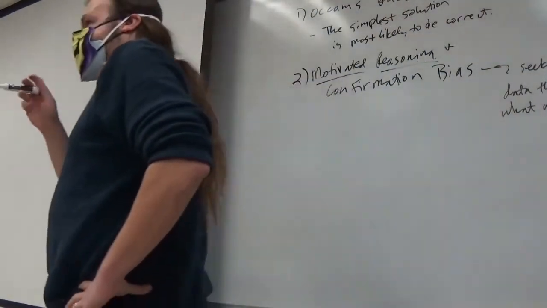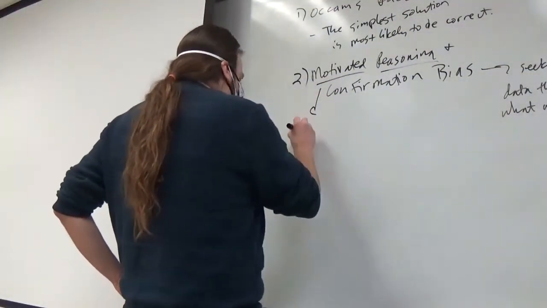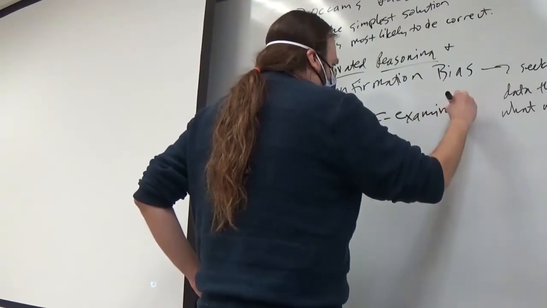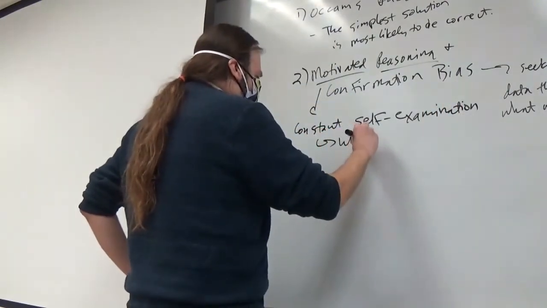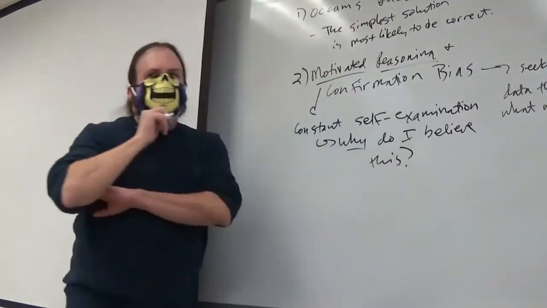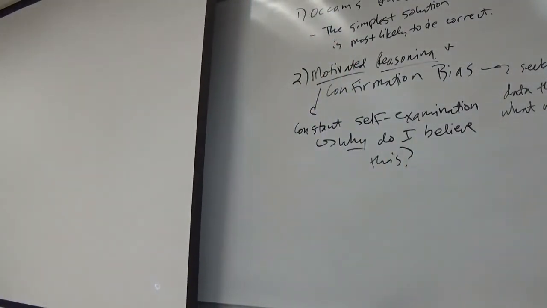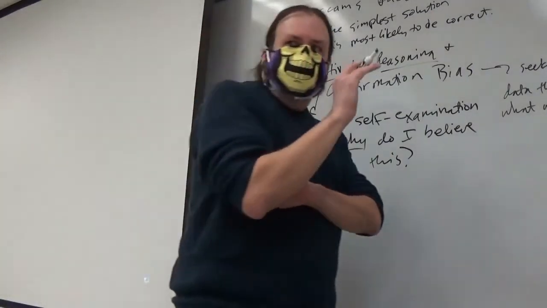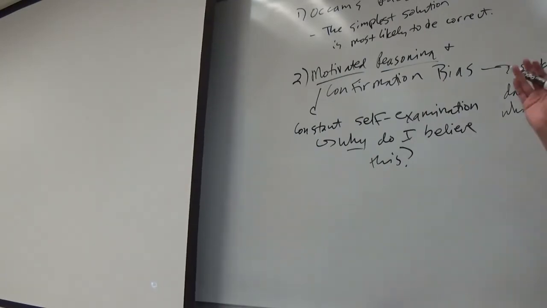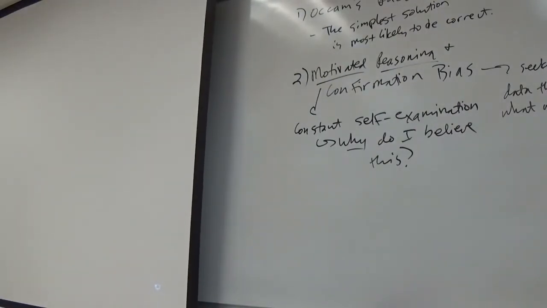So one way to combat this is through constant self-examination. Ask yourself, why do I believe this? Do I believe this because this is what the facts say? Do I believe this because this is what the people around me believe? Do I believe this because it's easier or more convenient to believe this? And if a belief doesn't meet the criteria, that this is what the data actually suggests, then it's probably best to rethink it.